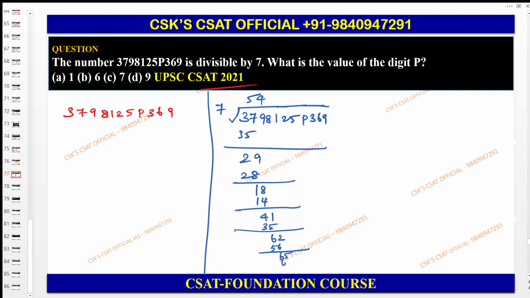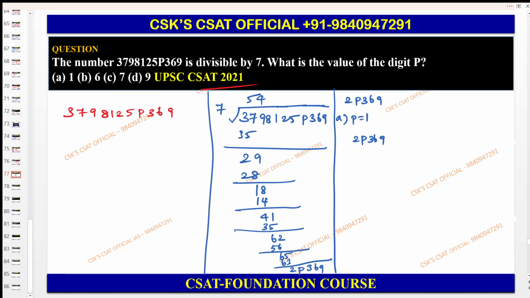Then 63. Then 2, wait, stop. Then 2P369. 69. That's it. Listen carefully. You know 2P369. So this is the last one. Now you go with the option method. Put P is equal to 1, 26369.